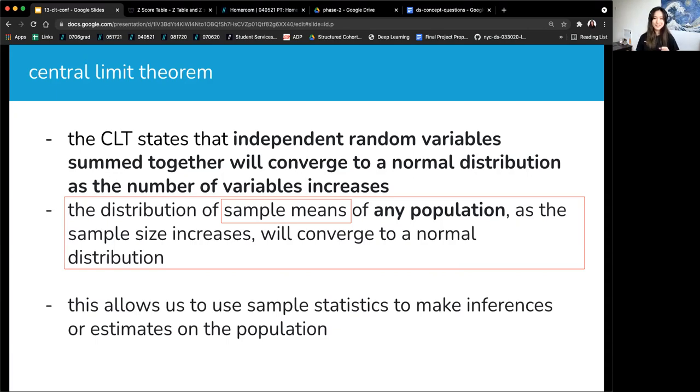Those sample means that I get over and over again, when I put them together, will start looking like a normal distribution. Even if the population's distribution of IQs is not normally distributed, if I take their sample means, the sample means will look normally distributed. So that's just to illustrate what's going on.